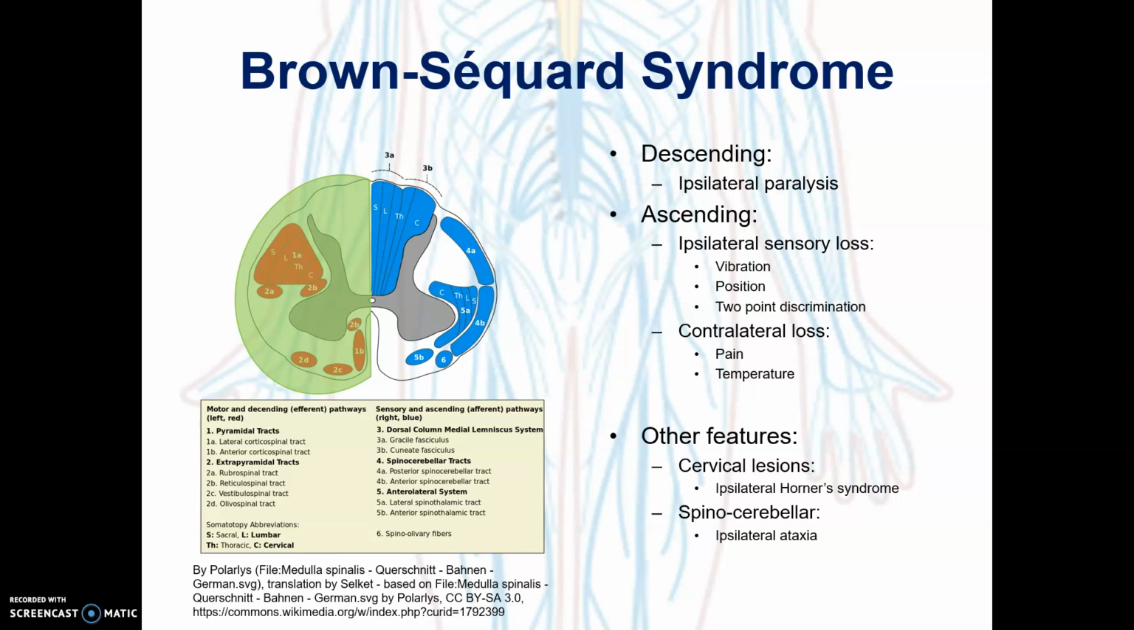According to the specific lesion, you may have other features such as Horner's syndrome, which is ipsilateral, or involvement of the spinocerebellar tracts, which would cause ipsilateral ataxia.